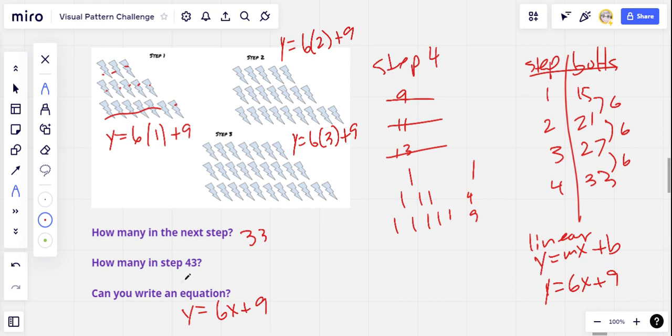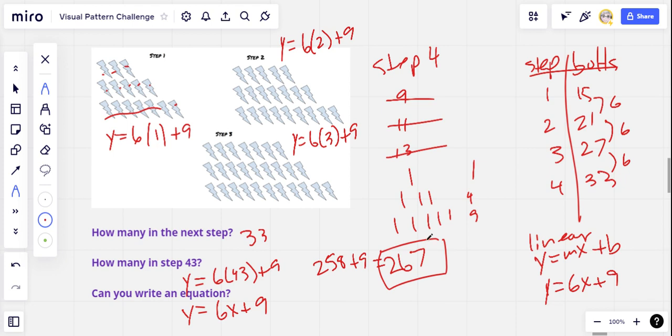Now to get the number of lightning bolts in step 43, we'll just plug in 43 for the step number for x. So y equals 6 times 43 plus 9. And let's see, 6 times 43, 6 times 40 is 240, 6 times 3 is 18, so 258 plus 9 would be 267 lightning bolts in step 43.